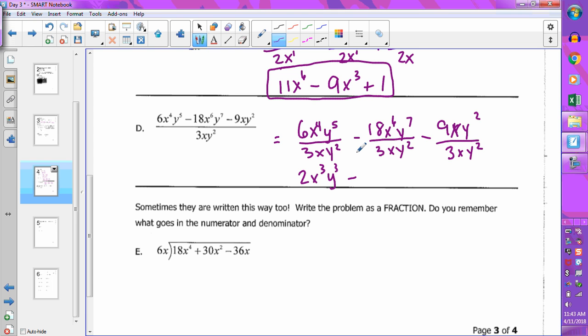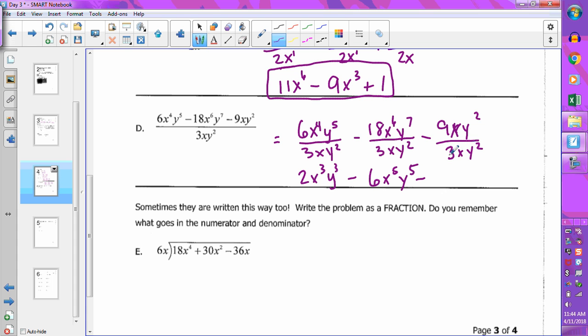Minus, how many times does 3 go into 18? And 3 goes into 18 6 times. We're going to subtract our exponents. So 6 minus 1 is going to give me x to the 5th. And then we're going to subtract our y exponents or degrees. So y to the 7th minus y to the 2nd is going to give me y to the 5th.